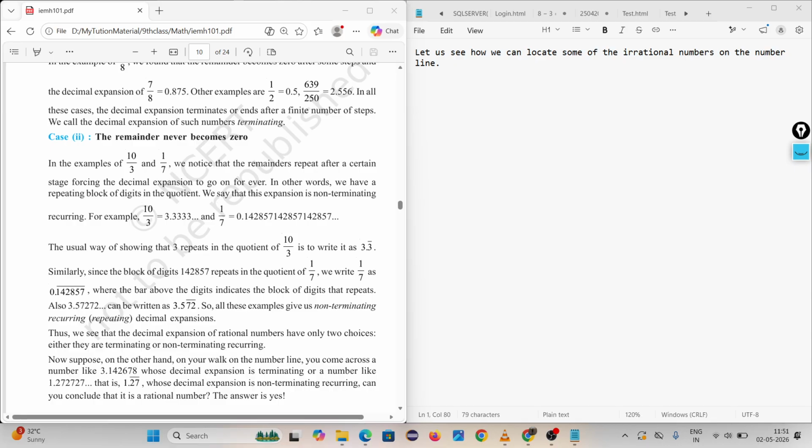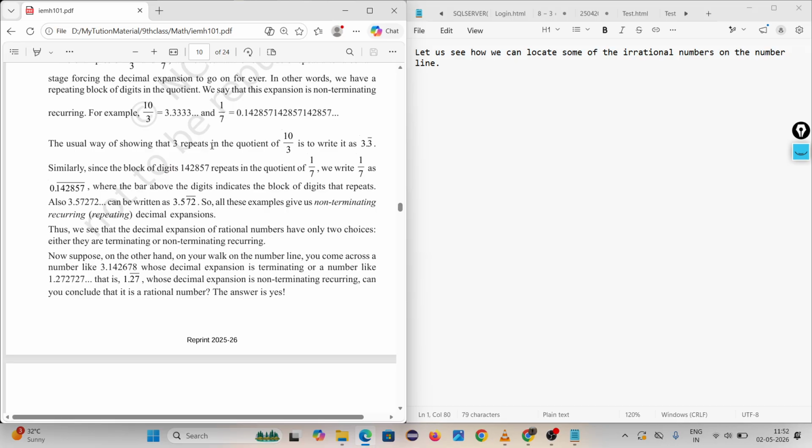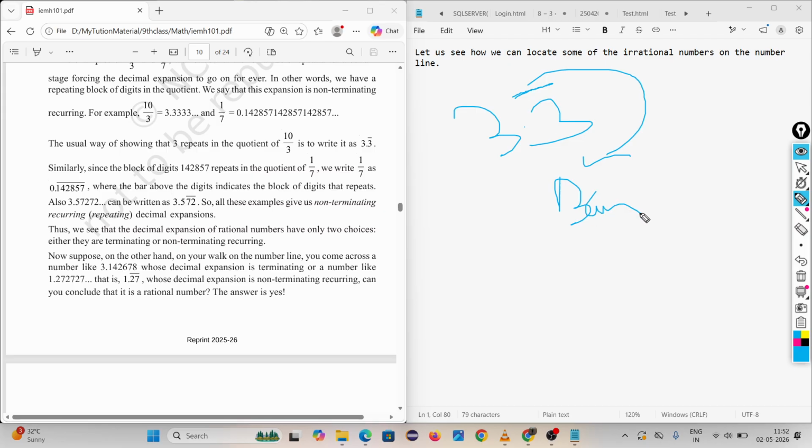In the examples 10 upon 3 and 1 upon 7, we notice that the remainder repeats after a certain stage, forcing the decimal expansion to go on forever. In other words, we have a repeating block of digits in the quotient. We say that this expansion is non-terminating. You understand? The usual way of showing that 3 repeats in the quotient of 10 upon 3 is to write it as 3.3 bar. This symbol is called a bar. Bar means this number is repeating infinite times.